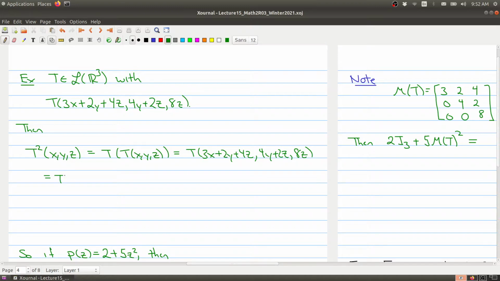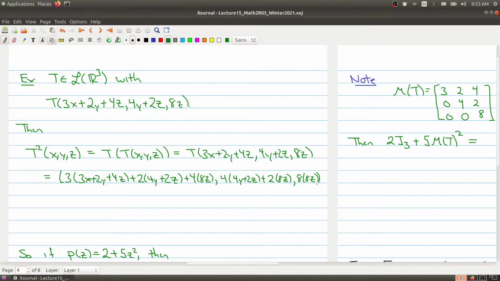I will get, as my final output, 3 times the first coordinate. So the first coordinate is 3x plus 2y plus 4z, plus 2 times the second coordinate, so 2 times 4y plus 2z, plus 4 times the last coordinate, 8z. So that's the new first coordinate. Now I take 4 times the second coordinate, which was 4y plus 2z, plus 2 times the last coordinate. And then I take 8 times the last coordinate, so 8 times 8z.